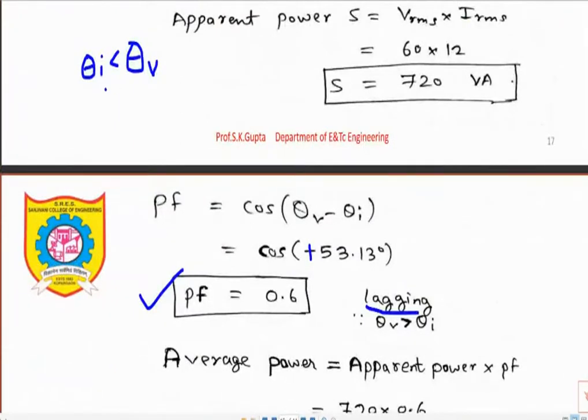Our reference is always current, whether current is leading with the voltage or current is lagging with the voltage. Accordingly, we can define the power factor. So as current angle is less than voltage angle, it is a lagging power factor. Current lags voltage, that means lagging power factor.